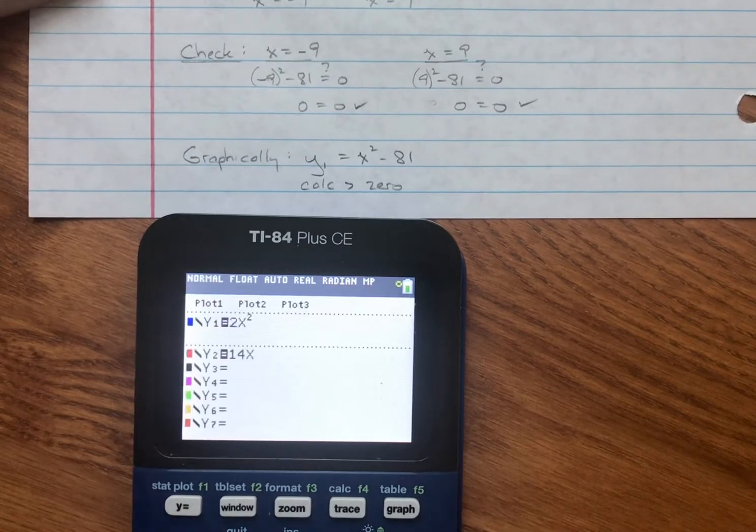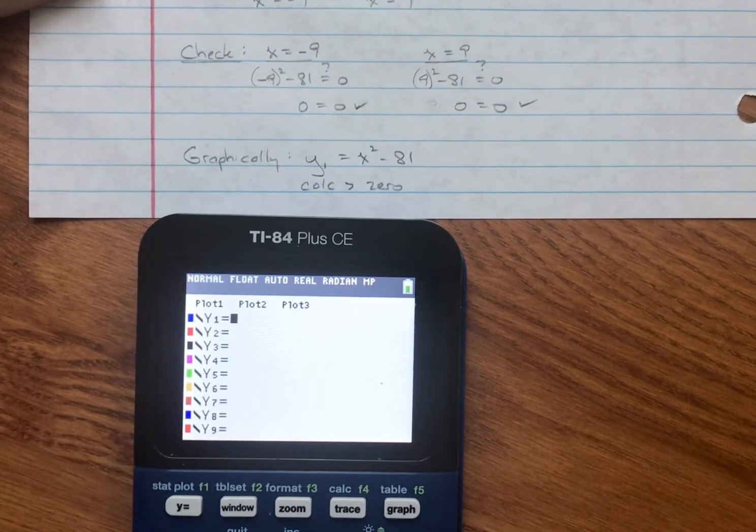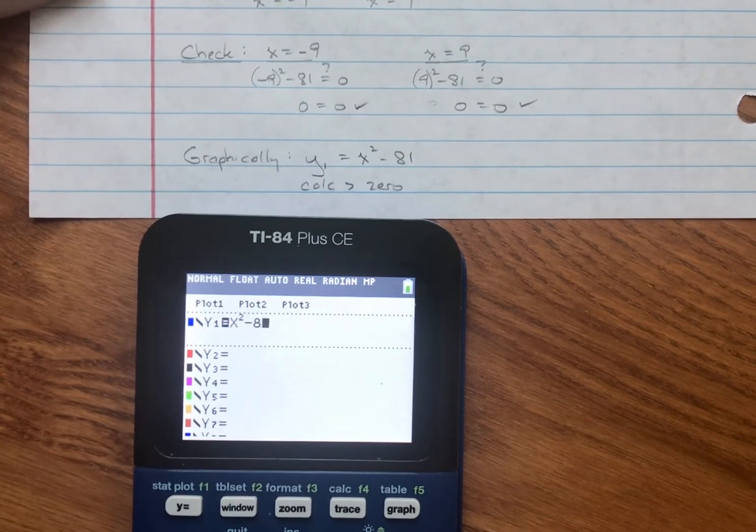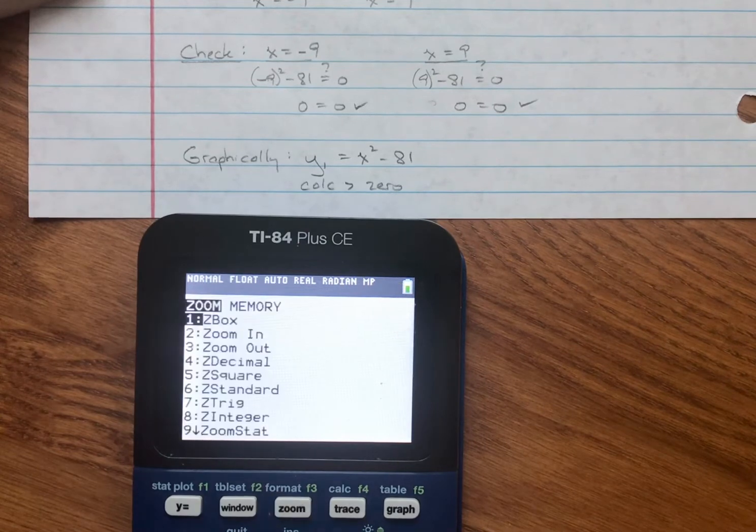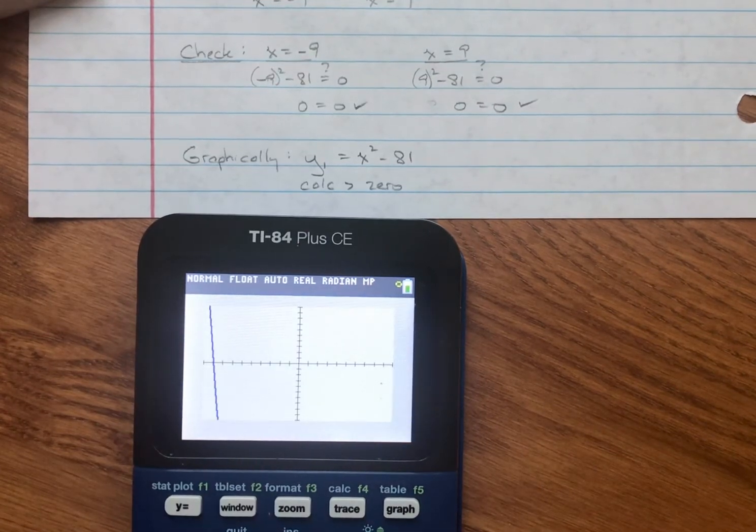Okay, let's go to y equals. Let's clear out what I had in there. I'm just going to use y1, x squared minus 81. Let's go to zoom standard. I'm not sure what's going to come out here.